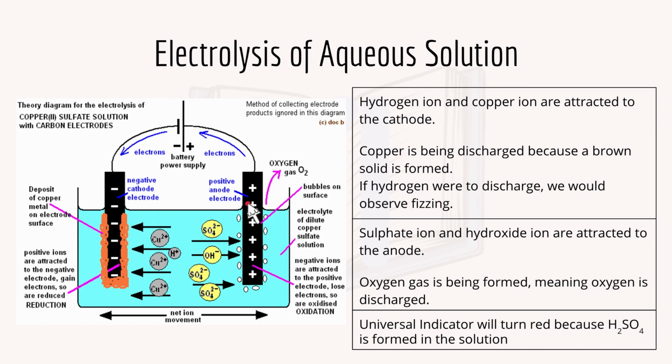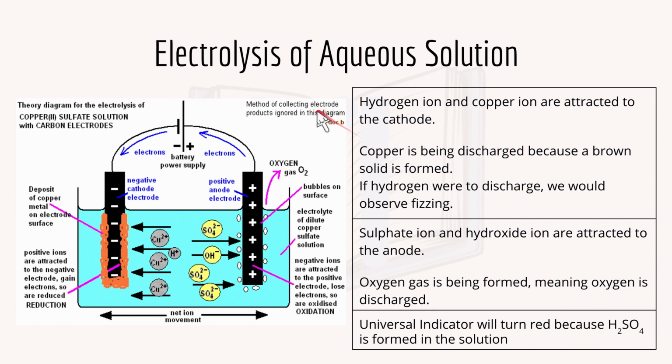Then we'll move on to electrolysis of aqueous solution. We have a diagram right here. Hydrogen and copper ions are attracted to the cathode, and copper is being discharged because a brown solid is formed over to the left. And if hydrogen were to discharge, we would observe fizzing or effervescence. And sulfate ions and hydroxide ions are attracted to the anode. And oxygen gas is being formed, meaning oxygen is discharged. And universal indicator will turn red because H2SO4 is formed in the solution. We know that copper is being discharged due to preferential discharge, which we'll cover later.